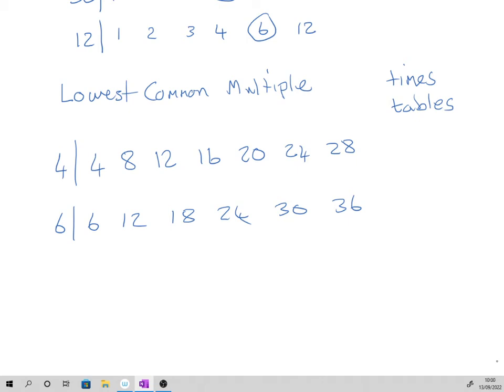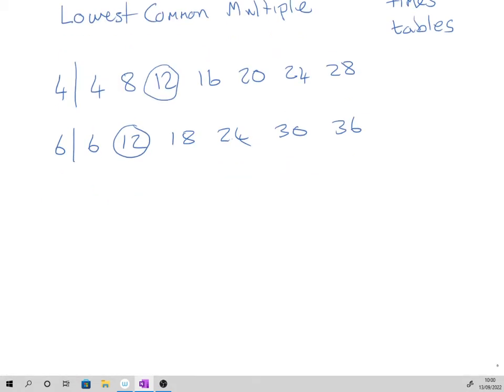Now, if we're looking for a common multiple, it's a number that appears in both sets. If we're looking for the lowest common multiple, now we're looking for the smallest number that appears in both sets, and it's this. So 12 is the lowest common multiple of these two. Now, 24 is a common multiple, but it's not the lowest. You're looking for the lowest. So there's the difference between highest common factor and lowest common multiple.